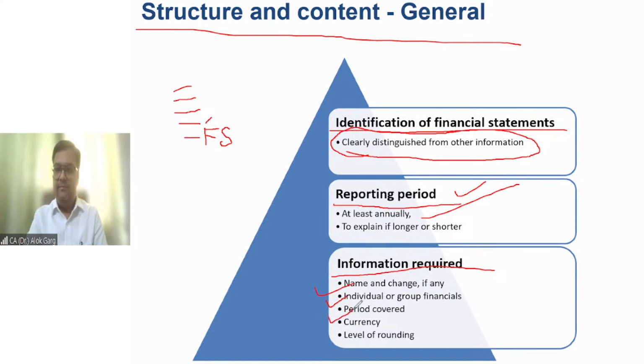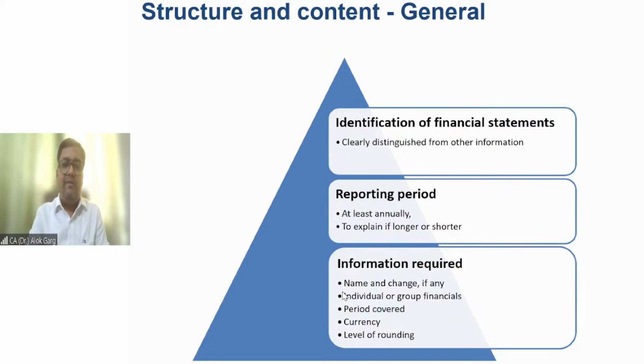Period covered. What is the period which is covered, right? Balance sheet as on 31st March, statement of profit and loss for the year ended 31st March, right? This is also required to be given. Currency, whether the financial statement have been presented in INR, US dollar, euro, that is also required to be presented. Level of rounding off, this is also required to be presented, that the financial statement have been rounded off in which units. I hope it is clear to all of you.